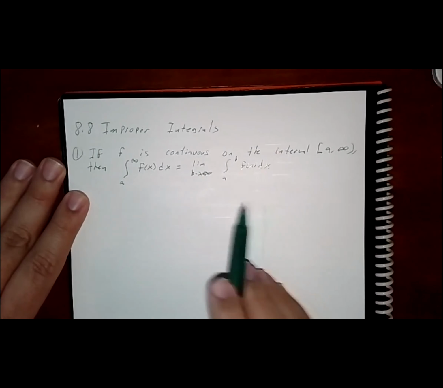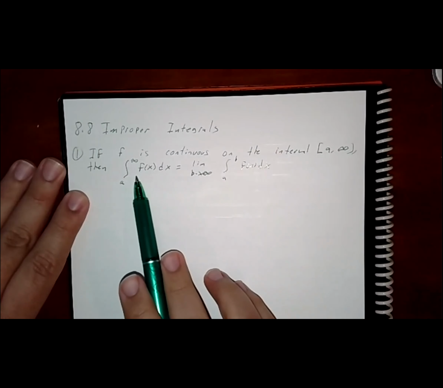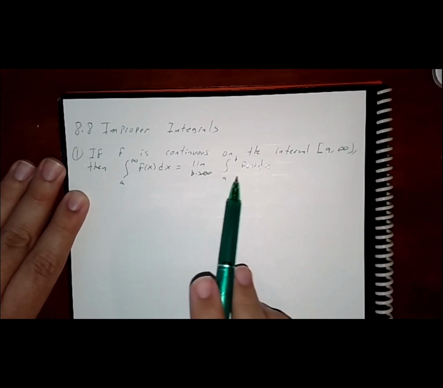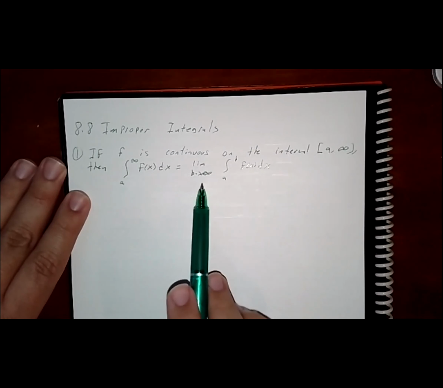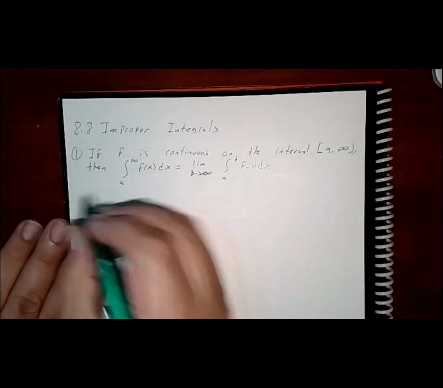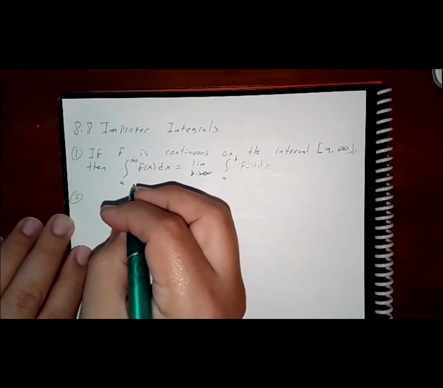Okay, so you just change the integral. If you have infinity in there, this is improper, so you change it to that. And then once you take the integral, you apply the limit, like back in Cal 1. Number two.